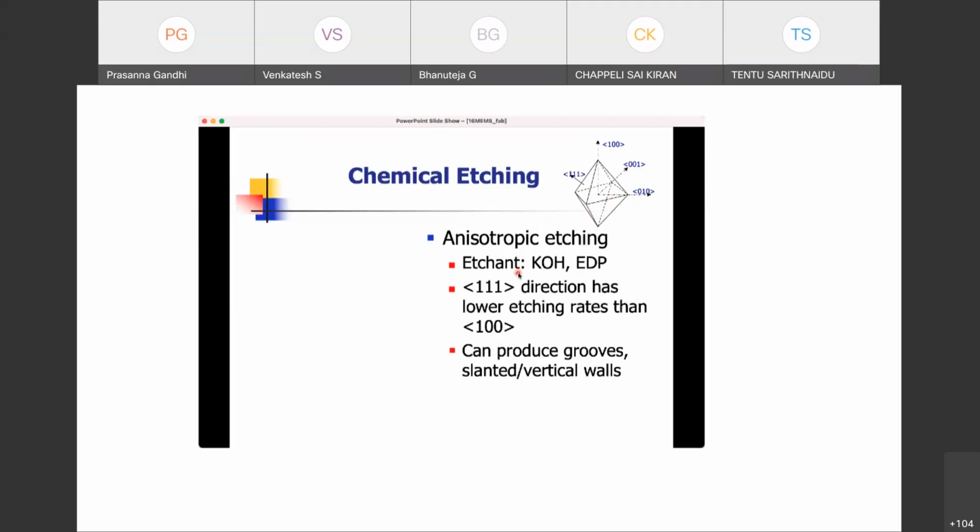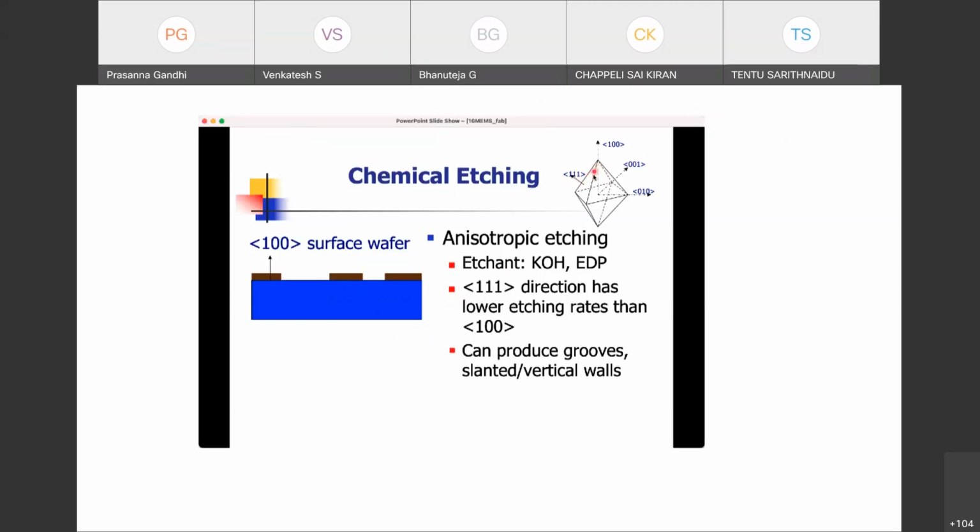Okay, so suppose I take a 100 wafer and I open some windows, then what will happen is, since this direction has a lower etching rate, I'll get surfaces which are not etching at that kind of speed, where this orientation of this direction is there. So see, the 111 direction is this here on the surface.